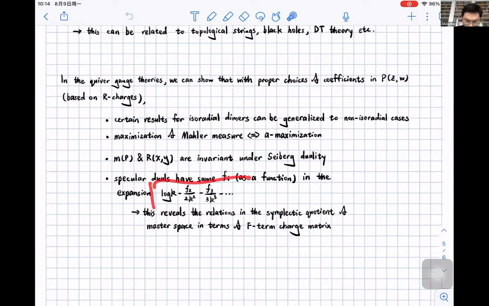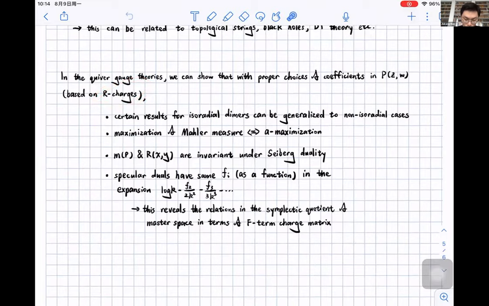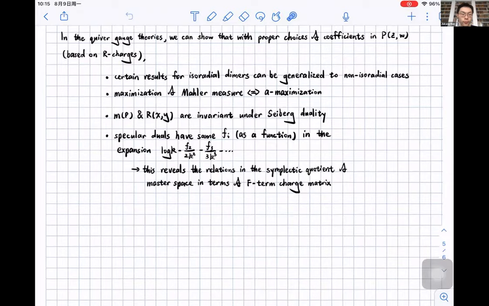At each order, these coefficients have the same F_i as a function of the R-charges for the specular dual theories. And in fact, this reveals the F-term relations in the theory. So yeah, I guess that's all I want to say. Thank you.